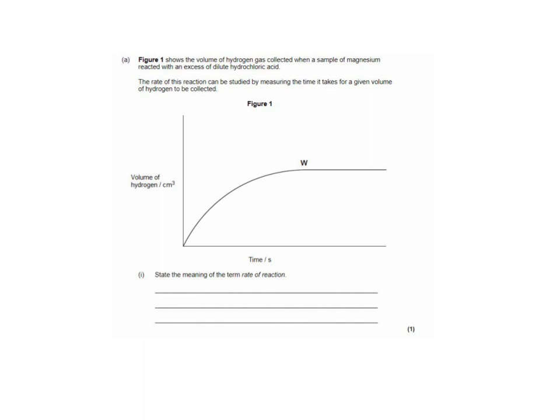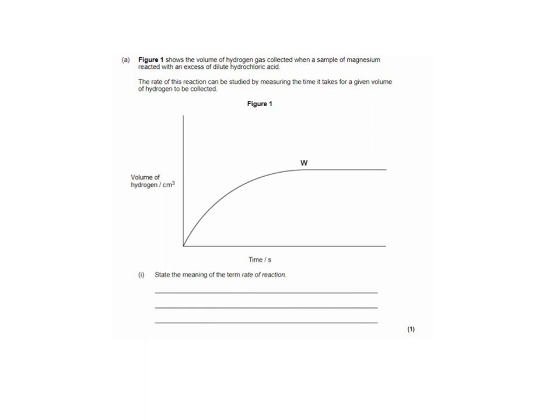So here's the first question. Figure 1 shows the volume of hydrogen gas collected when a sample of magnesium reacted with excess dilute hydrochloric acid. The rate of reaction can be studied by measuring the time it takes for a given volume of hydrogen to be collected. State the meaning of the term rate of reaction. And we've got a graph there as well. So this is green pen work for marking your work. So I'll just change to a green pen.